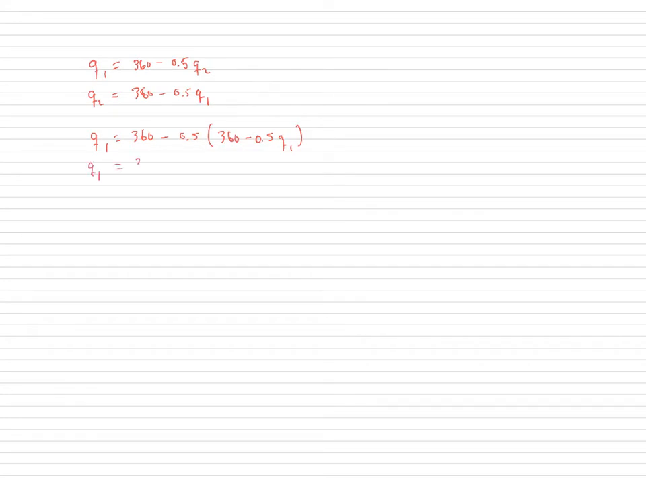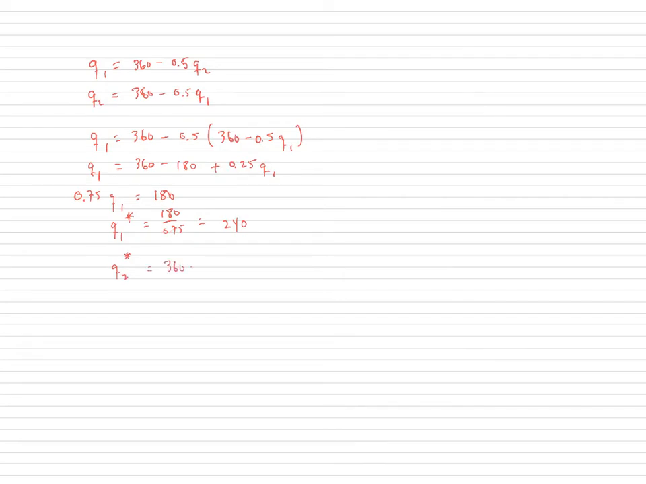Q1 equals 360 minus 180 plus, you have to be careful with the sign right here, 0.25 Q1. I'm going to move the Q1s over to the other side. So we have 0.75 Q1 equals 180, and therefore Q1, and this is going to be the equilibrium quantity, I'm just going to write a star on top of there, is then 180 divided by 0.75, which is equal to 240. Going to then find the equilibrium quantity for firm 2, and we know what that is.